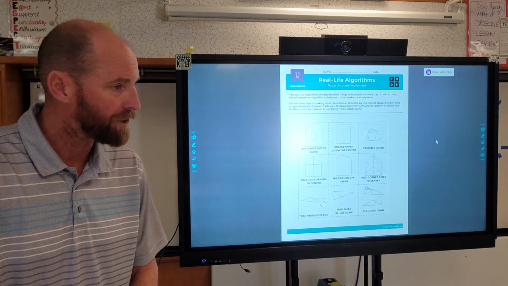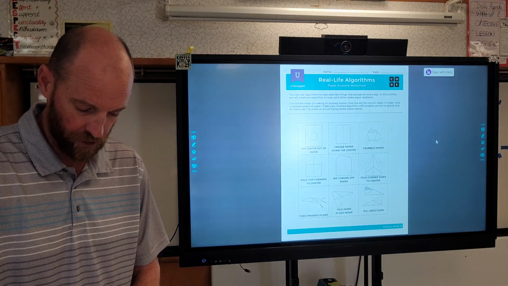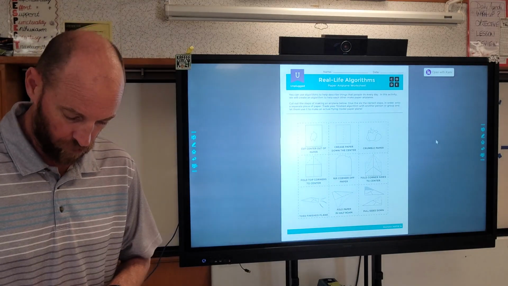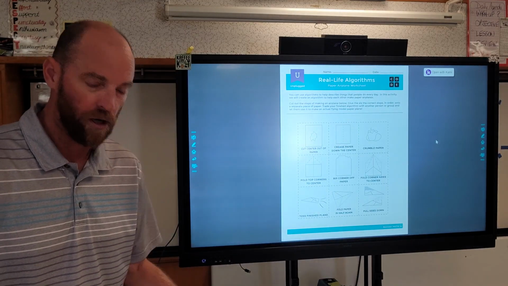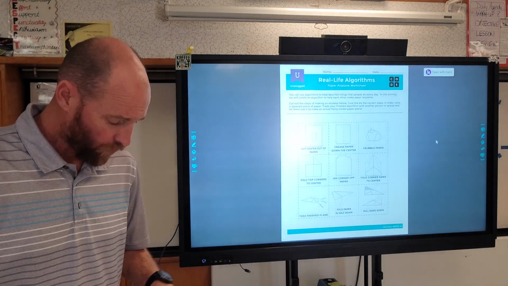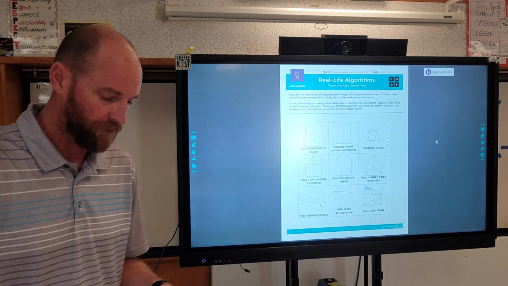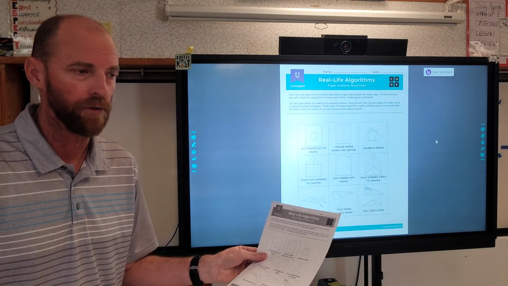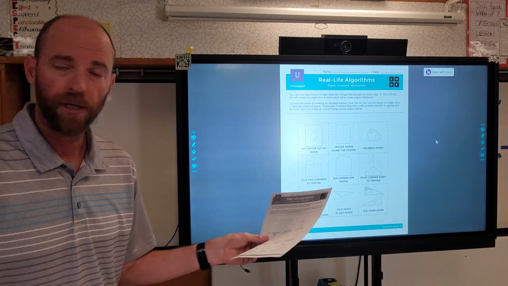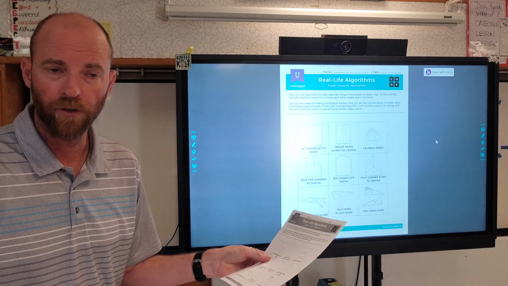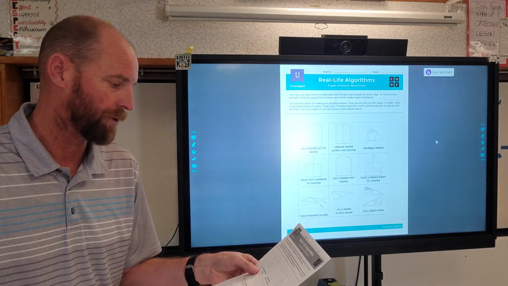So as computer scientists, it is important to ask, have I seen this problem before? Or how is this problem similar to others that I've solved? So what we're going to do today in our activity with these real life algorithms, we're going to put this to the test. So I'm going to be handing you out a worksheet, and you're going to be working at your tables in small groups.